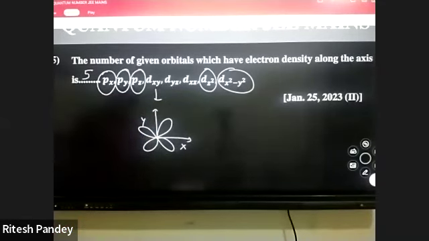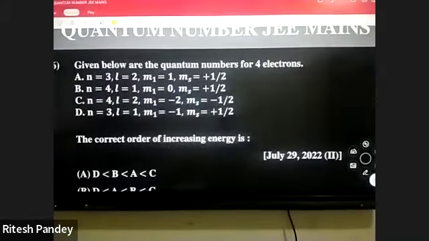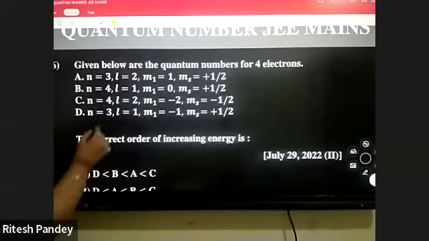Moving on. Quantum numbers for 4 electrons, the correct order of increasing energy is. You see it very regularly, very common. It's about getting it right every time. I think I'm being understood. What's the common answer? B, Bombay. B. B here, Bombay.